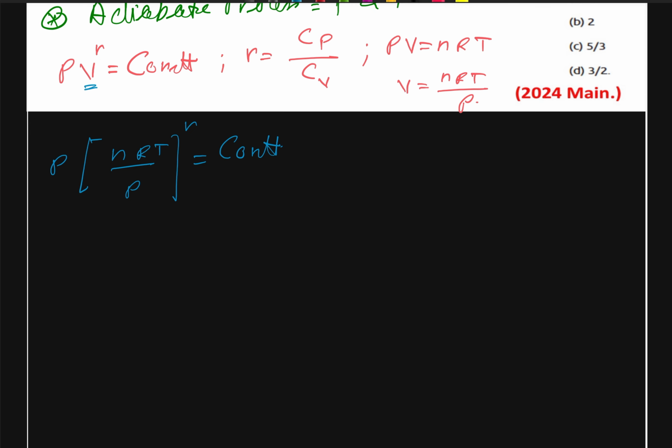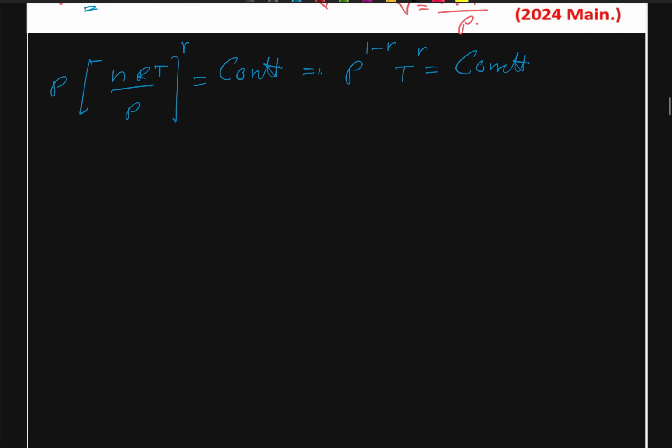And this nR is already constant, so for the time being we can ignore it, and we can say that we are going to get P^(1 minus gamma) T^gamma is equal to constant. And in terms of proportionality, we can say that P is proportional to T raised to power gamma upon gamma minus 1.